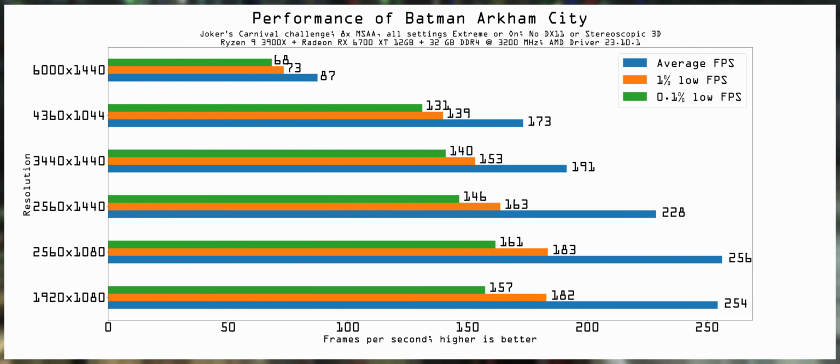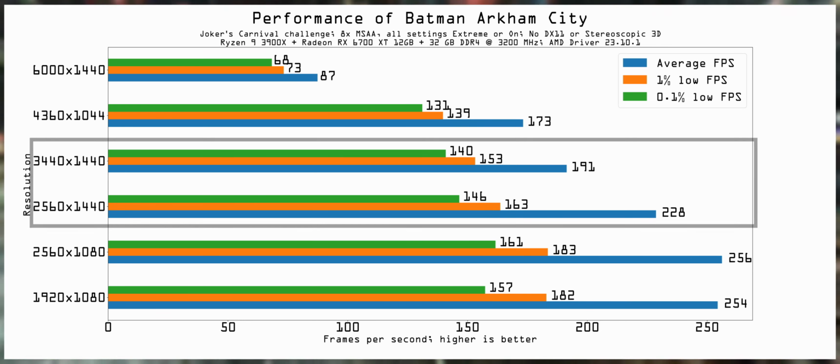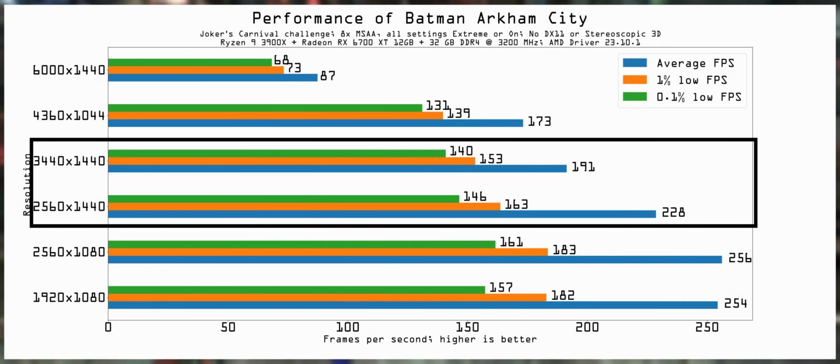Normally, the intention of this graph is to showcase the performance differential between a 16:9 resolution and a 21:9 resolution. In a more modern game, this differential would be more pronounced, but in Arkham City, frame rates still stay quite high. Nonetheless, when we compare the results between 2560 by 1440 and 3440 by 1440, we see a 16% performance drop in average frame rates.